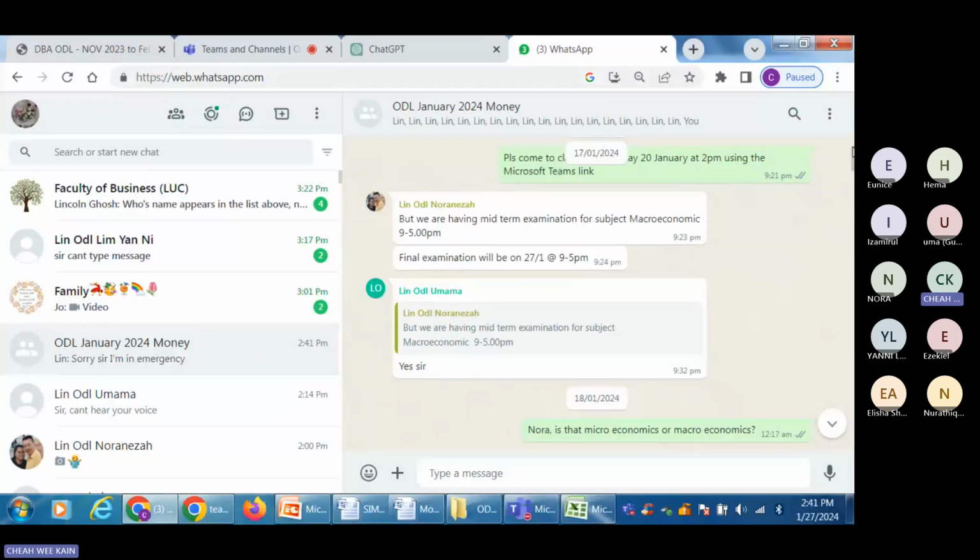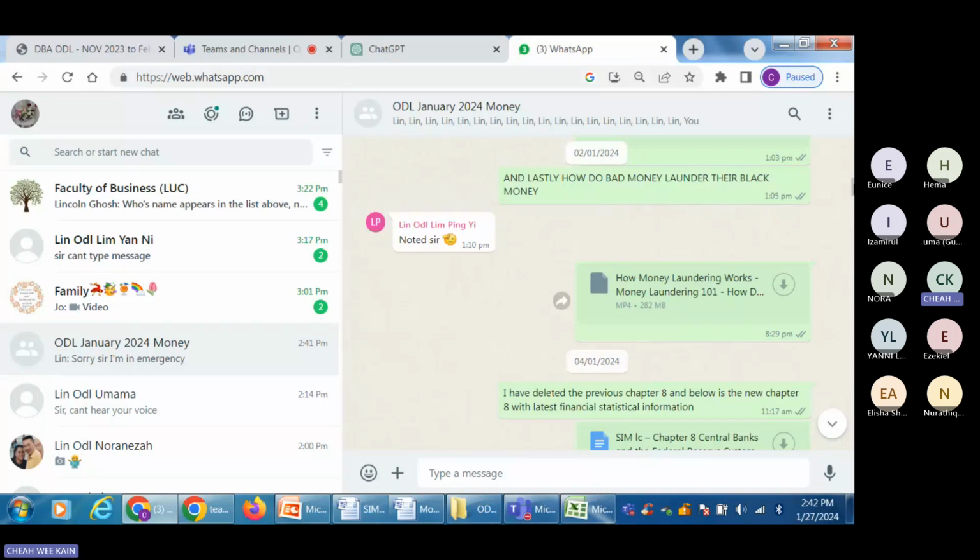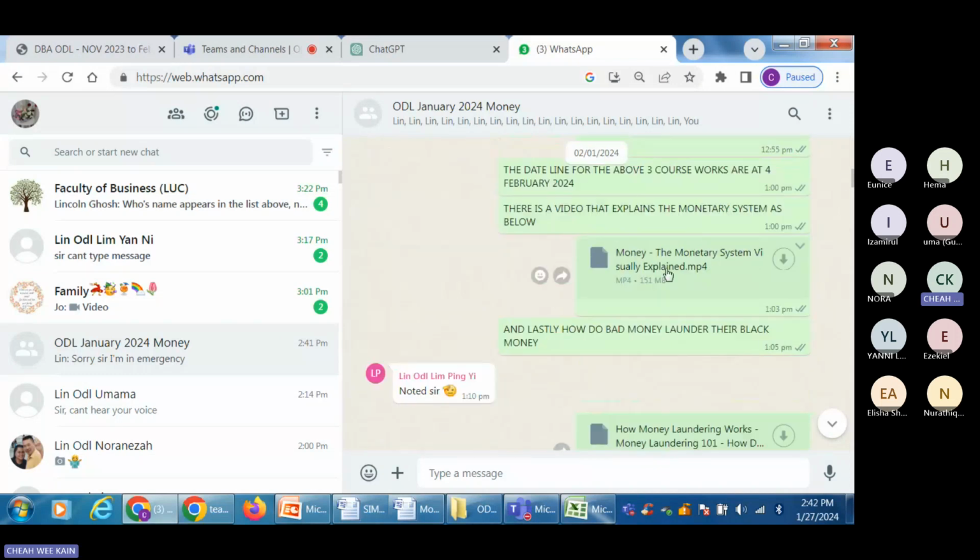The monetary system visually explained. Go and see this one. Then you can understand how the monetary system was created and how money was created out of the blue. You have the WhatsApp, I guess, because it's inside this ODL WhatsApp group.